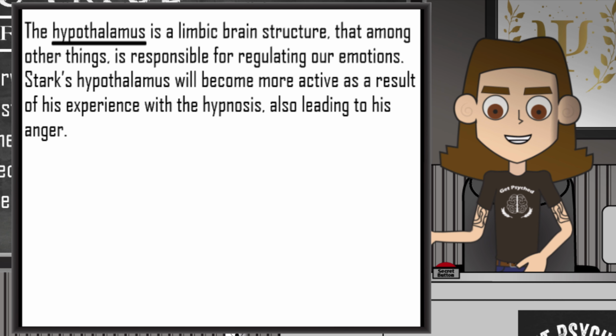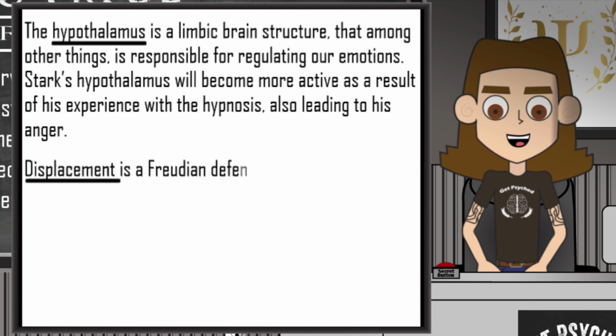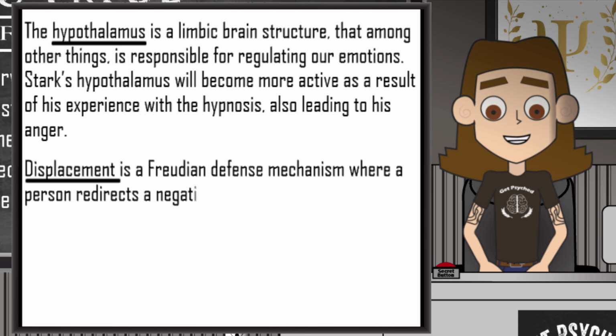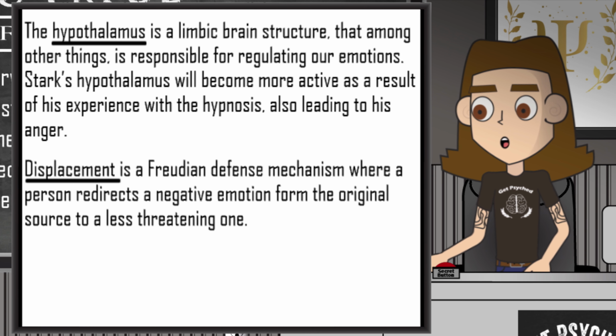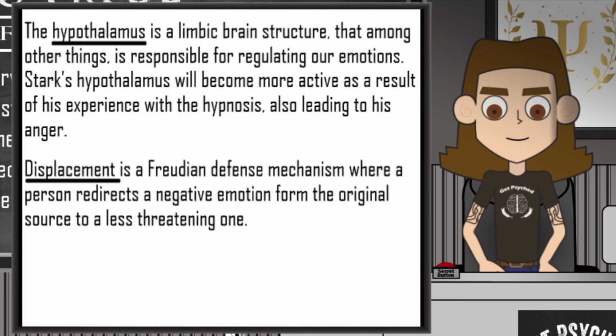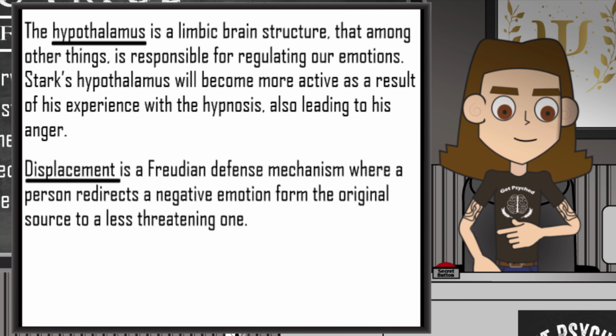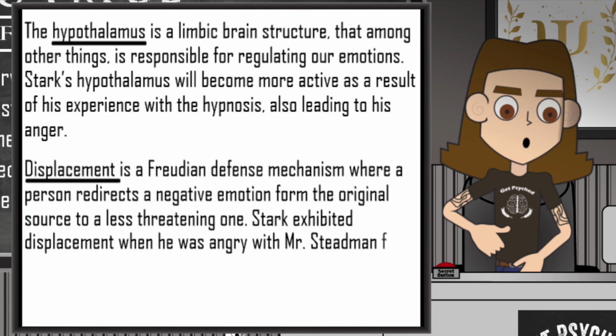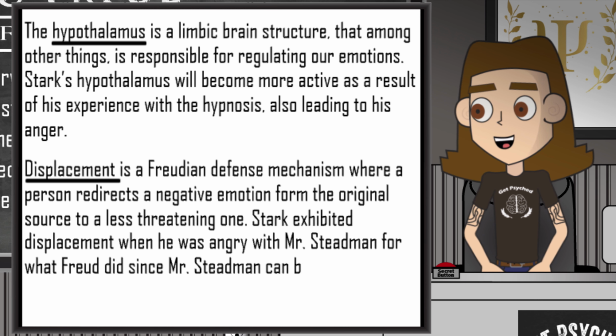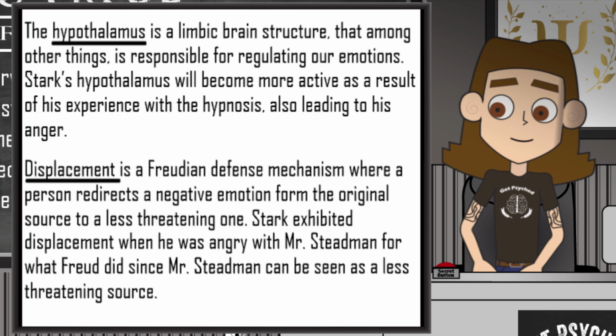Point 4 is displacement. Displacement is going to be a Freudian defense mechanism where a person, or dog in this case, redirects a negative emotion from the original source to a less threatening one. To earn your point here, you can mention how Stark exhibited displacement when he was angry with Mr. Stedman for what Freud did, since Mr. Stedman can be seen as a less threatening source.